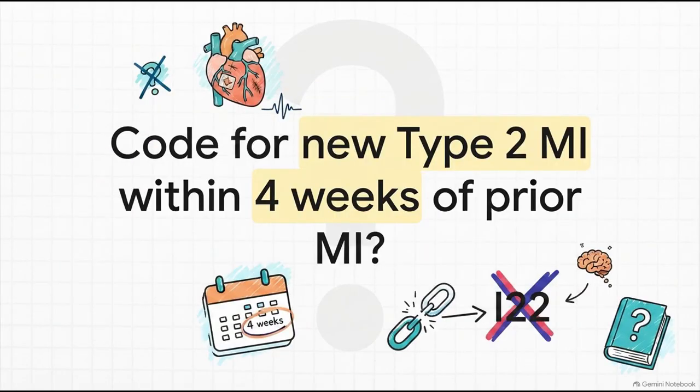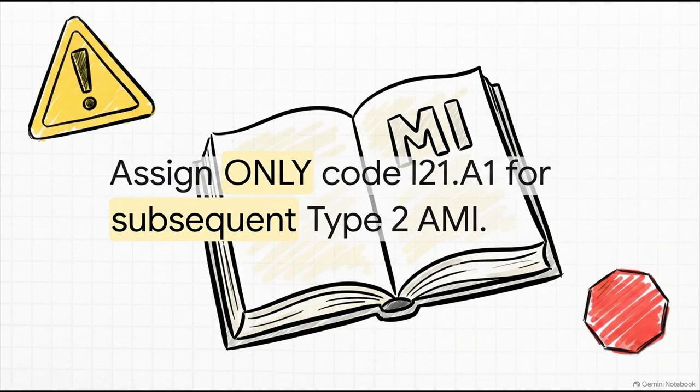Let's kick this up a notch and combine these concepts into a master-level edge case. What code do we assign when a patient comes back in with a brand new type 2 MI occurring within that critical 4-week window of a previous type 1 or type 2 MI? We just established that the 4-week window usually triggers that I22 category, right? But does it apply here? Nope, it doesn't apply at all. You assign only code I21.A1.